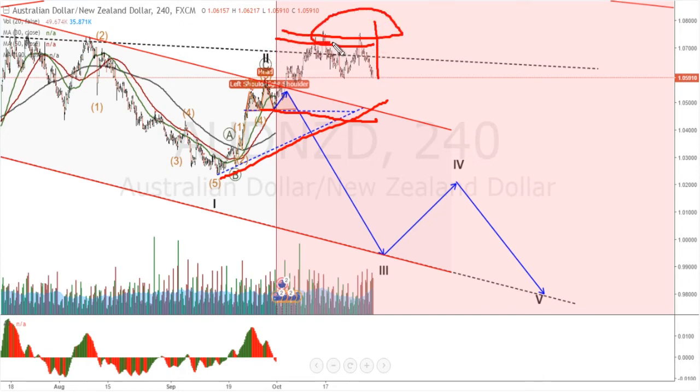It did a double top here. So we can try and search for that one, or just wait a little longer and see if it breaks this line. But patience is a virtue here.